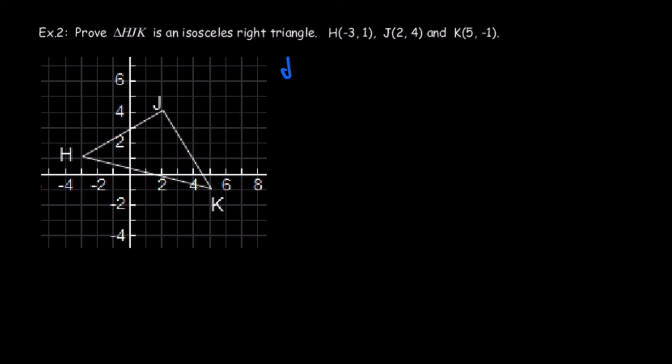All right, so I'll start here with HJ. If I want to find the length of that side, I make the right triangle, count delta x and delta y. Delta y is 3. Delta x is 1, 2, 3, 4, 5. So I have 5 squared plus 3 squared. That's 25, that's 9, add them together, that gives me 34. So the length of that side is square root 34.